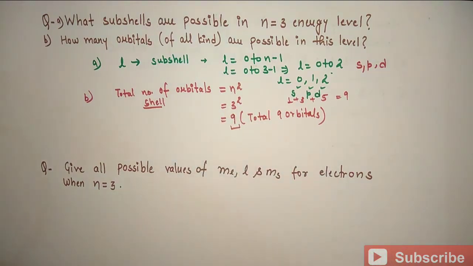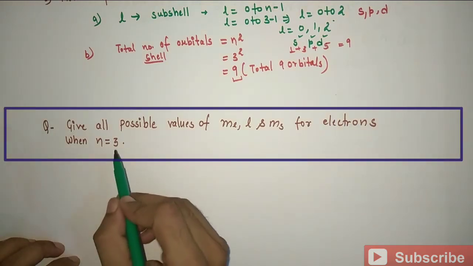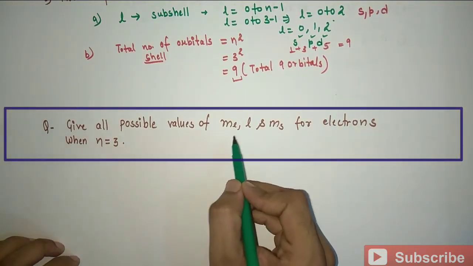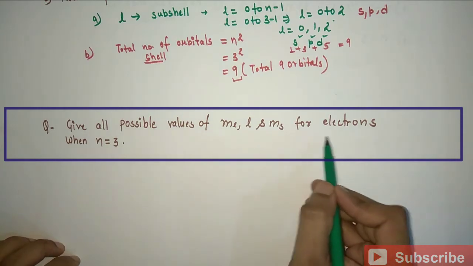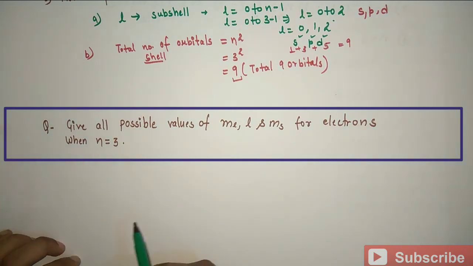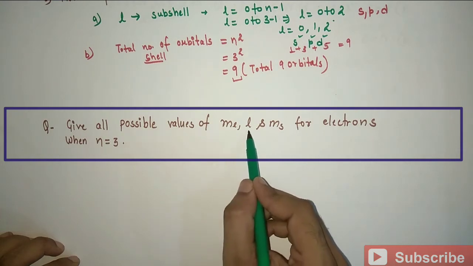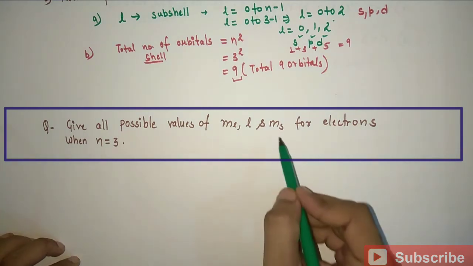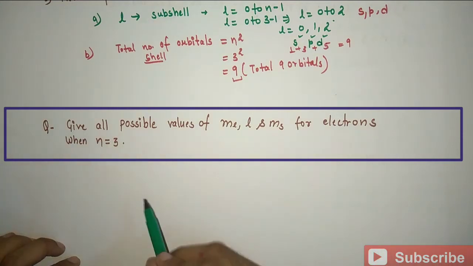Now the next question is: give all possible values of l, ml and ms for the electrons when it is in the third energy level. So the question is asking for the values of the azimuthal quantum number, magnetic quantum number and the spin quantum number for the electron which is present in the third energy level.